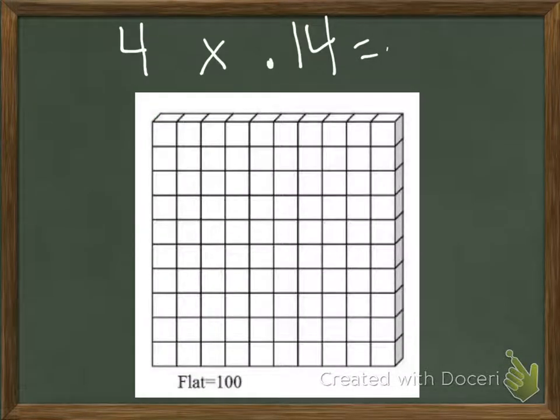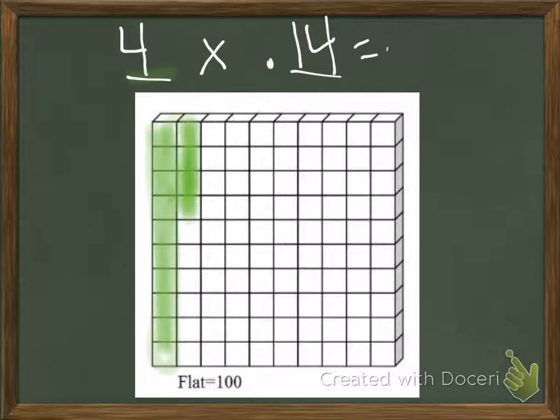In this next example, I'm going to multiply 4 times 14 hundredths. What that means is I need to have 4 groups of 14 hundredths. I'm going to represent the 14 hundredths in my hundredths grid, and I'm going to have 4 groups of those. As you can see, I've shaded in a total of 14 hundredths in green. But that just gives me one group of 14 hundredths. I need to have 4 groups of those.